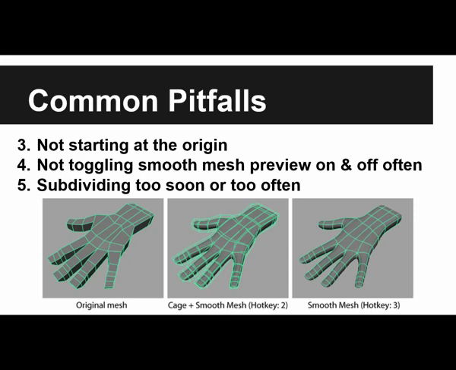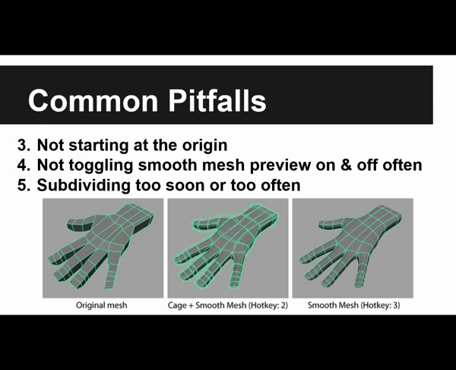Not toggling Smooth Mesh Preview on and off often. Pressing the number keys 1, 2, and 3 change the way the objects are rendered in the viewport. Many beginner modelers are attracted to the smooth mesh view, which simulates what the object would look like if subdivided, and work exclusively in that view, making changes that might make sense in the smooth mesh view, but actually cause problems on the original mesh. Always be sure to work from the original mesh view, 1 on the keyboard, and check progress with the smooth mesh, 3 on the keyboard, to prevent problems.